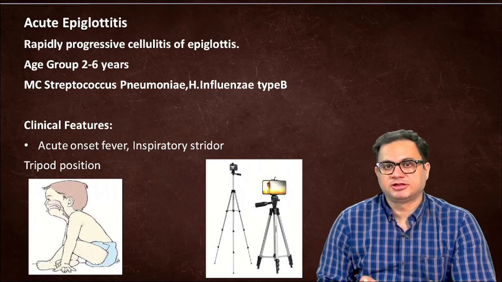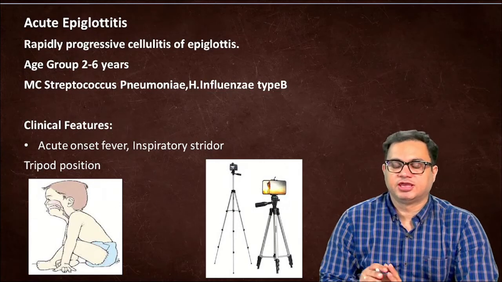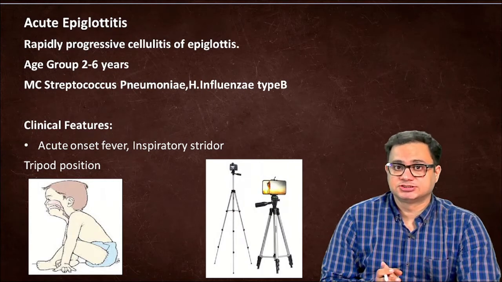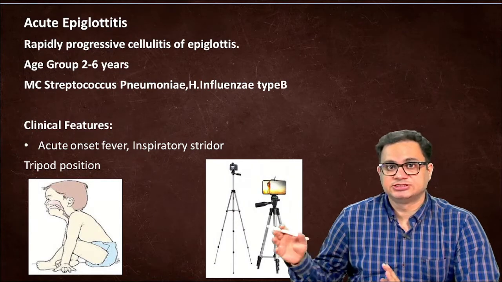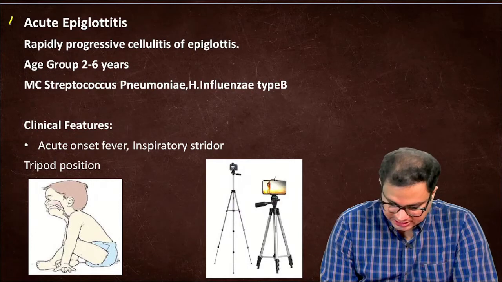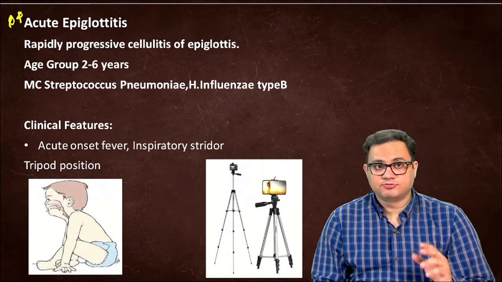Now the inflammatory conditions of the larynx consist of acute epiglottitis, acute laryngotracheobronchitis or croup, and the third is laryngeal diphtheria. First we will be discussing acute epiglottitis. So write down, it is a very important topic.